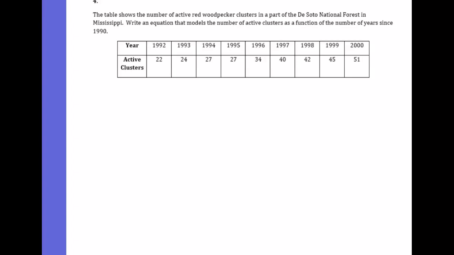All right, so number 4 is a table that shows the number of active red woodpecker clusters in part of the DeSoto National Forest in Mississippi. Write an equation that models the number of active clusters as a function of the number of years since 1990. This is important because whenever we have a year, we don't want the year to be the input value as far as putting in 1992. We want to have it smaller, so it's the number of years since 1990.